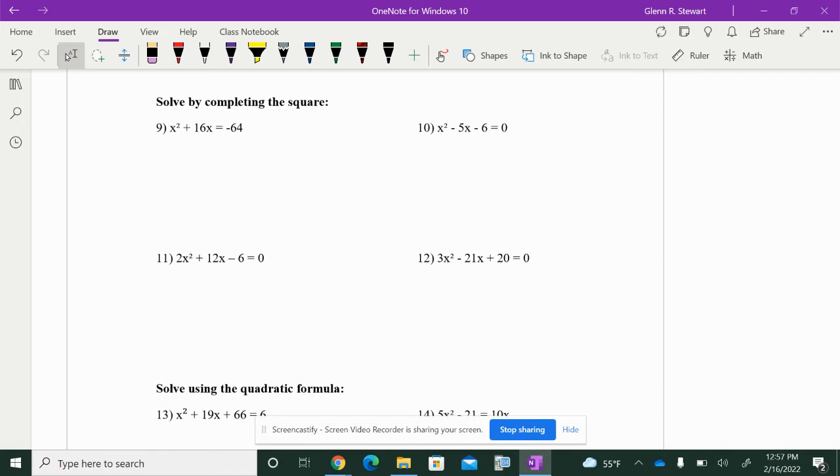Solve by completing the square. I've got to use my blank. Remember, in the blank, the first blank is b over 2 squared. So x squared plus 16x plus, it'd be 16 divided by 2, which is 8, squared is 64, is equal to negative 64 plus 64. So here I've got x plus 8 squared equals 0. The square root of 0, of course, is 0. So then I'll just have x is equal to negative 8.